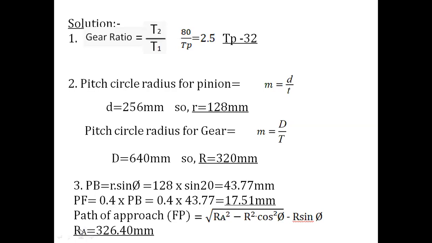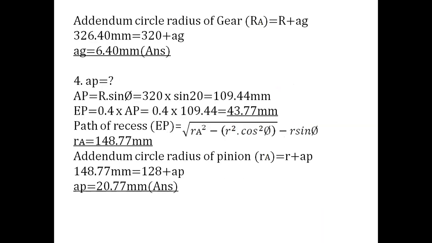What is that RA? Addendum circle radius for gear. Capital R is for gear. Addendum circle radius is 326.40. Okay, now the addendum circle radius 326.40 is equal to pitch circle radius plus addendum for gear, which is to be found out. So 326.40 minus 320. So the value of addendum for gear we are getting here is 6.40 mm.